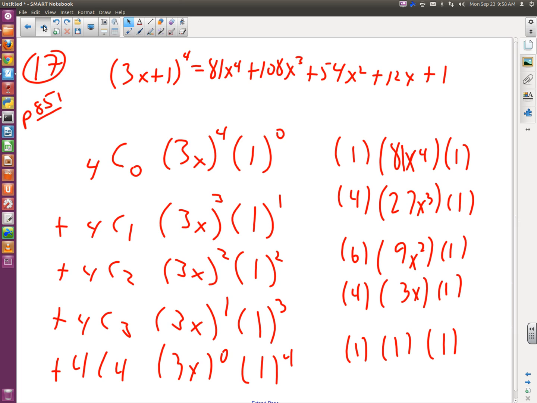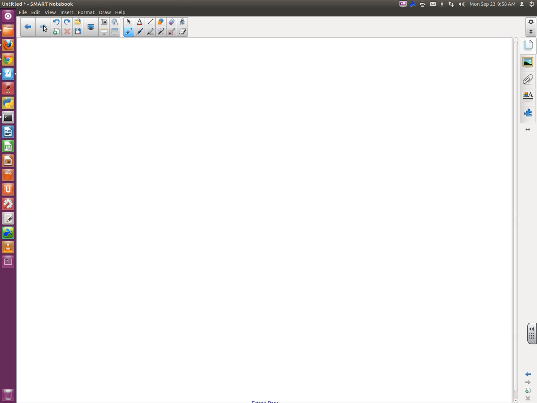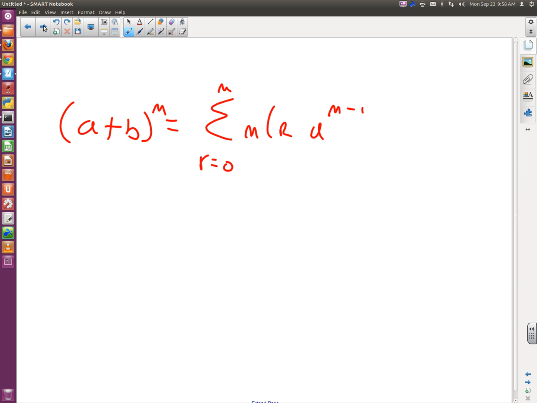How do you write that? Let's see. Any binomial, a plus b to the n, is going to be sigma as r goes from 0 to n, right? Of, let's see, nCr, a to the n minus r, b to the r. Isn't that what we just did? That's what we just did.